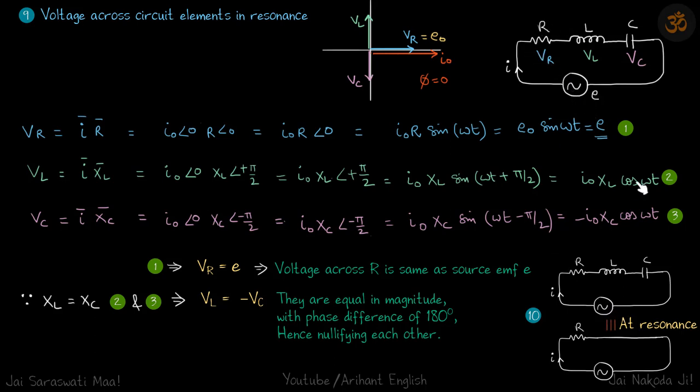Now finally, I can replace this circuit with this because they are nullifying each other anyway. So I can just remove both of them. This circuit is equivalent to this. Now you can see also that the maximum current will flow through the resistor and therefore maximum power will be derived. So this is everything about resonance in an RLC circuit.